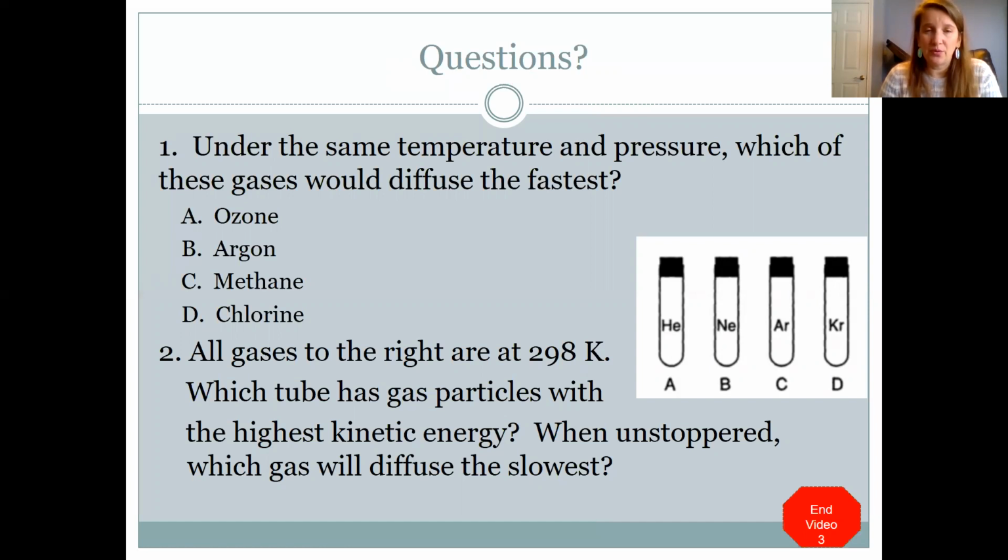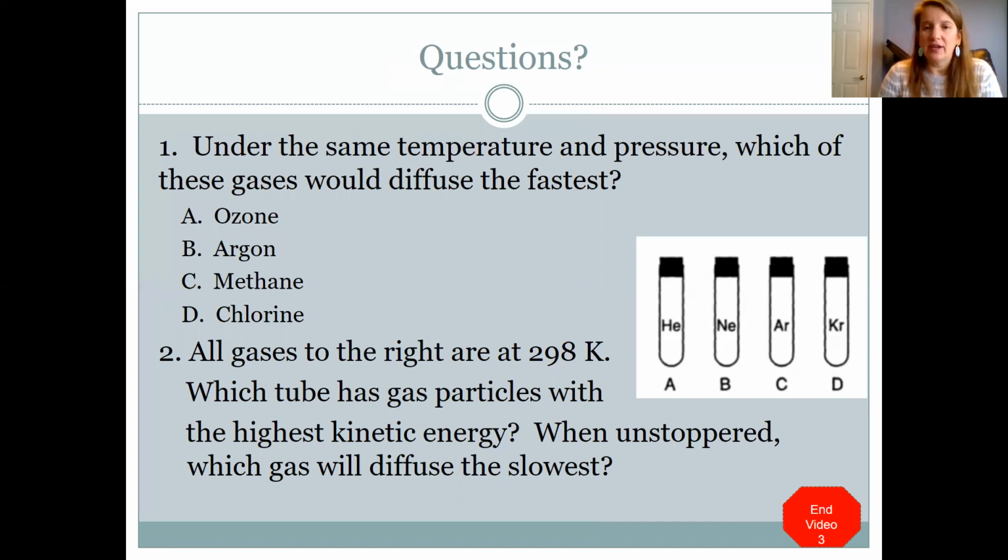So ozone is O3, has a molar mass of 48. Argon has a molar mass of just about 40. Methane is CH4, it has a molar mass of 16.05. And chlorine, remember chlorine is diatomic, so it has a molar mass of 70.9. So methane is going to diffuse the fastest because it has the smallest molar mass.